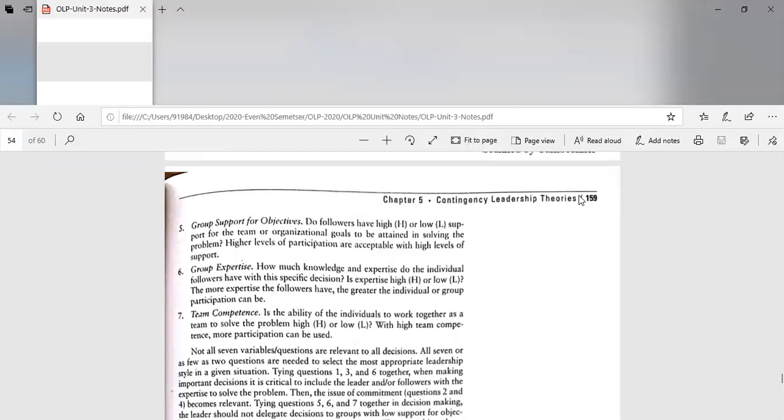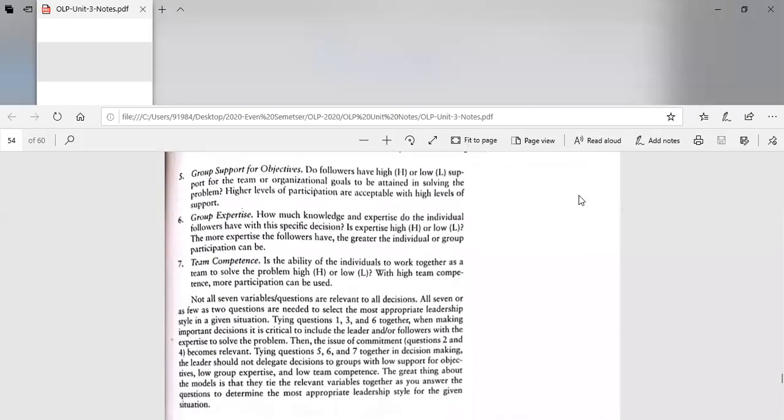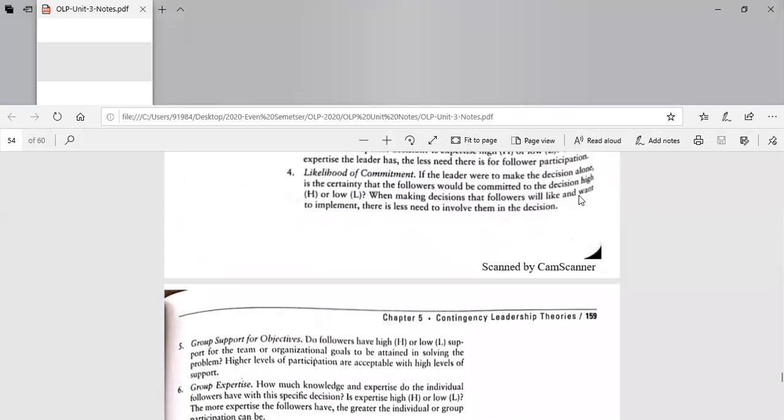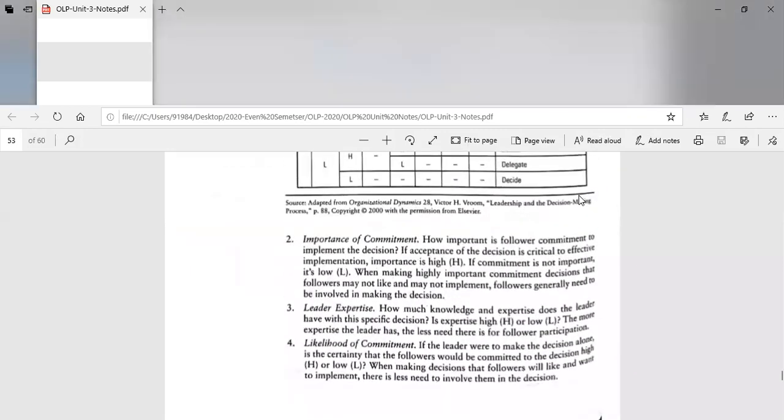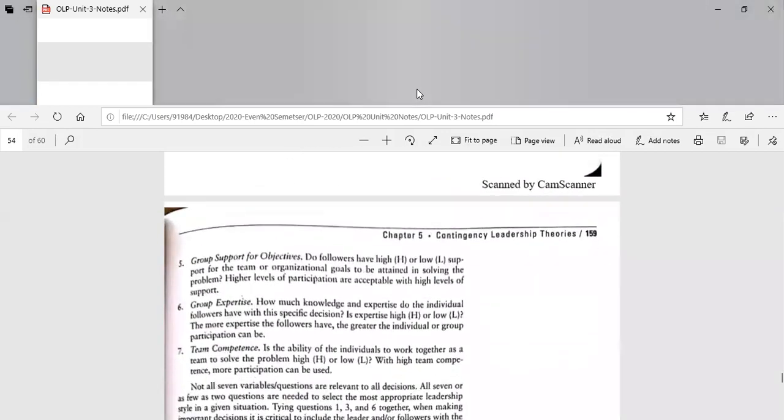Team competence is the ability of the individuals to work together as a team to solve the problem. How is the team competence-wise, the problem-solving ability of the individuals in the group, high or low? With high team competence, more participation can be expected. Again, you can go with the leader's ability, or maybe the followers' ability. So there are seven variables that need to be concentrated on. This is what it indicates.